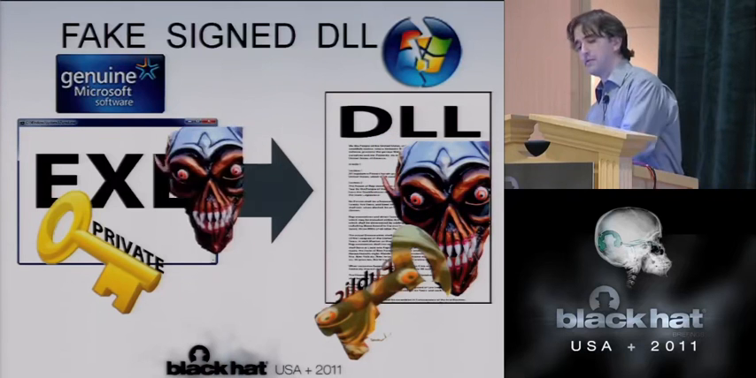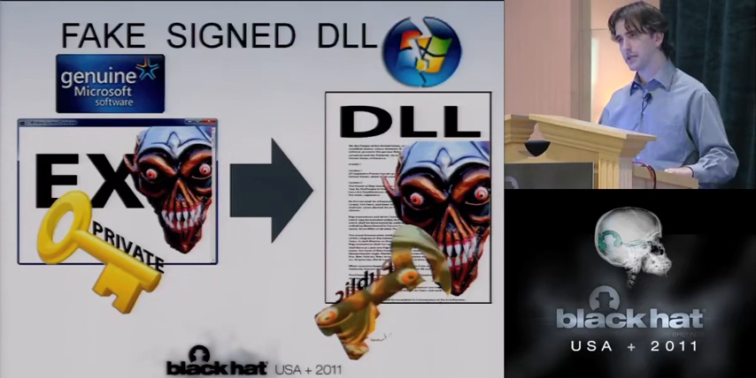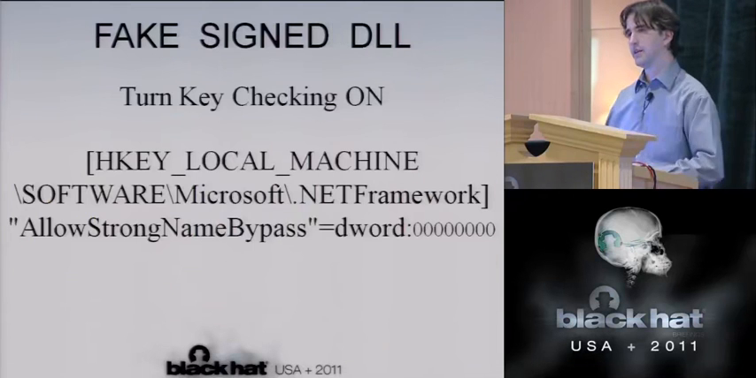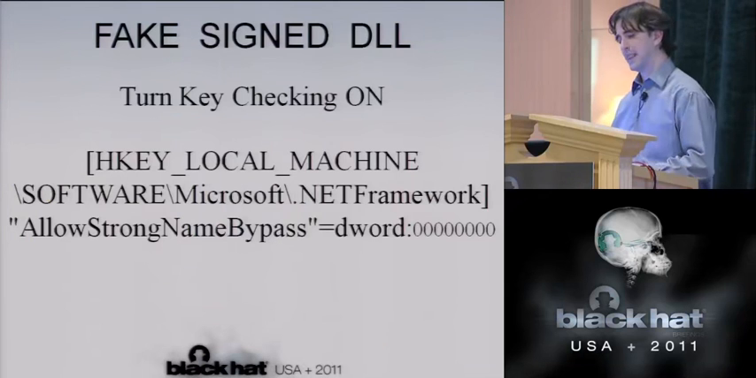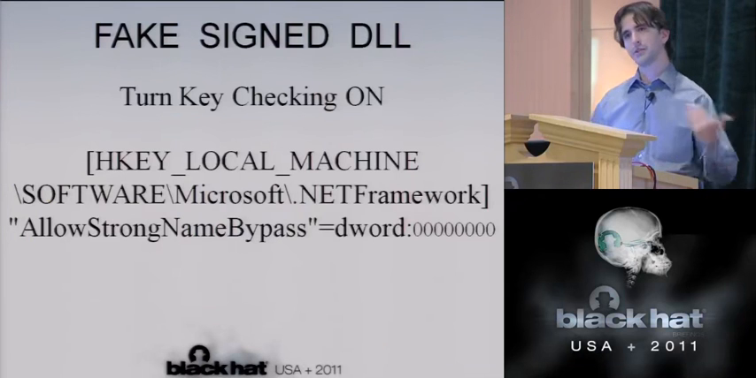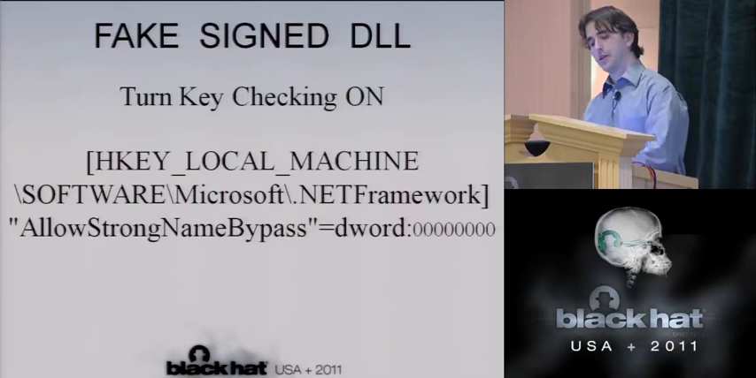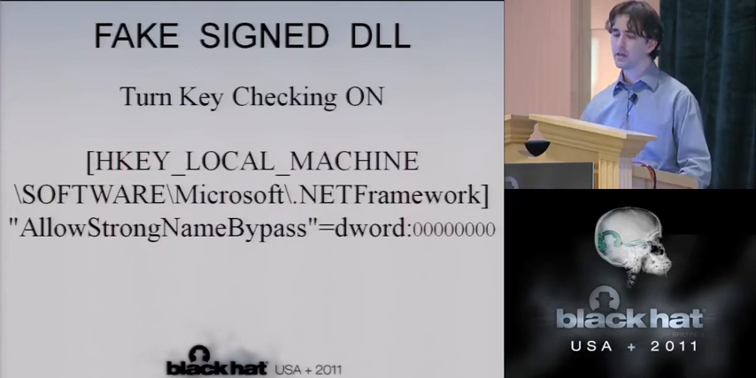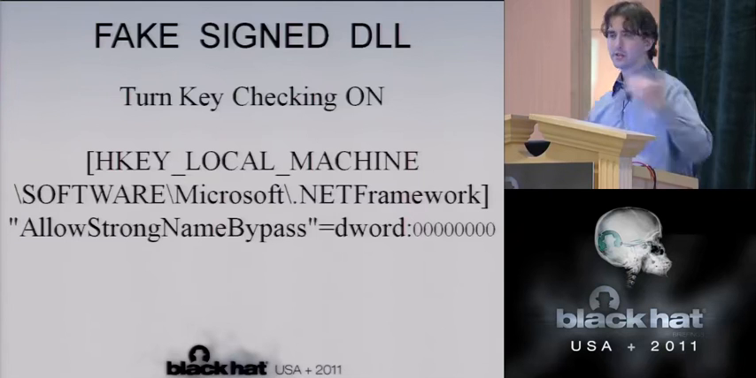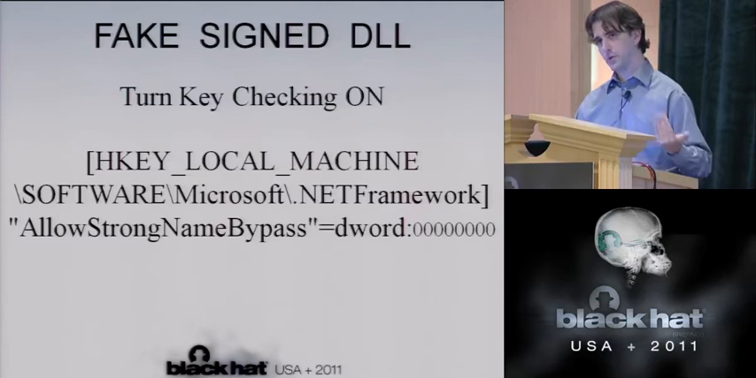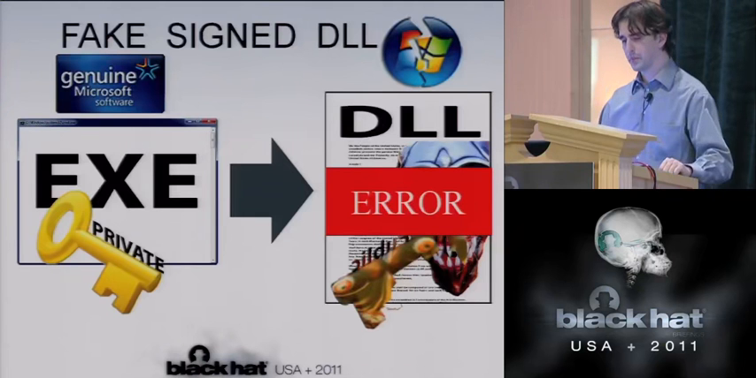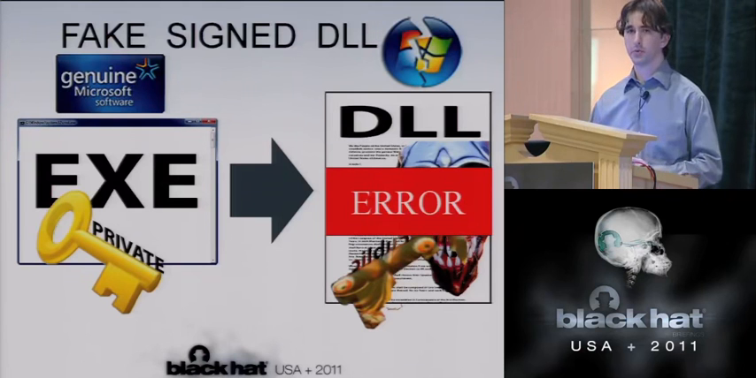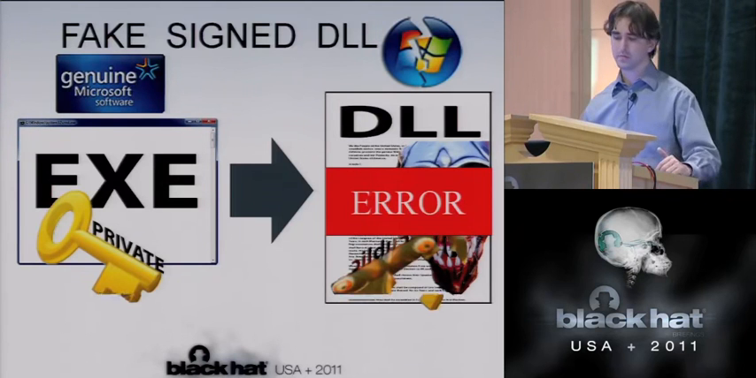This allows you to have an infected DLL infect a properly signed executable. So you don't have to infect the executable, just the DLL that it calls. This is how you turn public key checking on. It's a simple registry key. You set allow strong name bypass to 0, and now it's not bypassing the strong name. And this is also a flag you can set on your executable to say, I want this executable to compile and force strong name checking. But this gives you the ability to say, no, this DLL will now throw an error when you try and inject it, or run it.